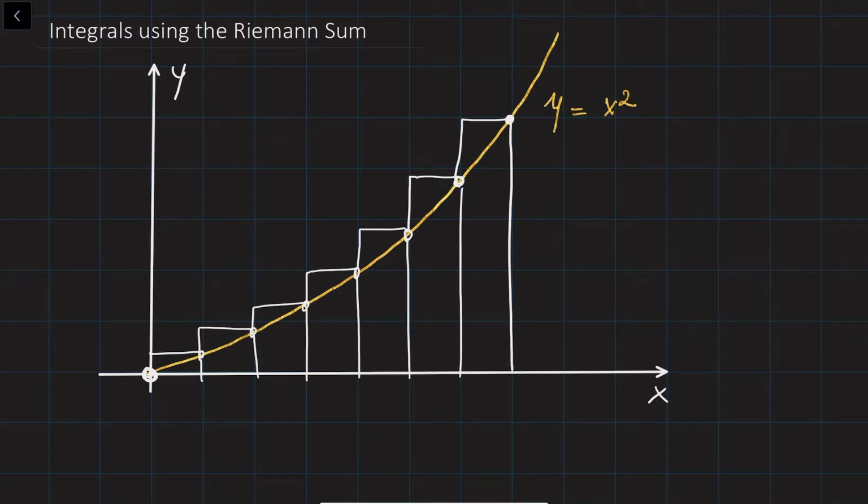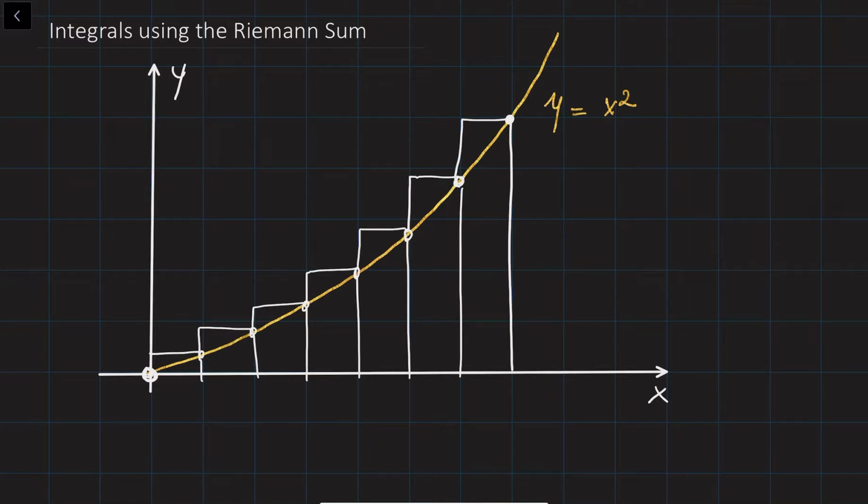In a previous lecture, we discussed that if we would like to figure out the area under some curve y equals f of x, in this case x squared, we would like to split this into small rectangles. The widths of the rectangles are going to be the same, so it is going to depend on the number of rectangles.